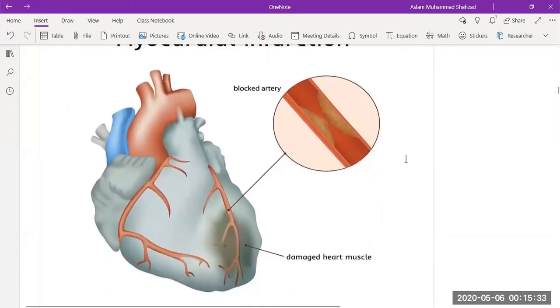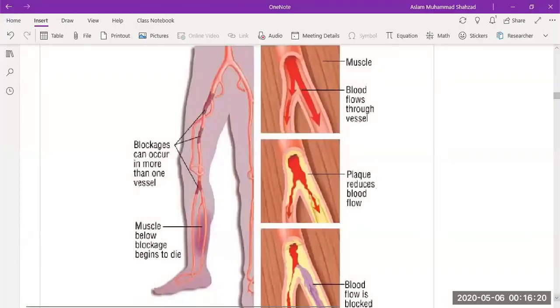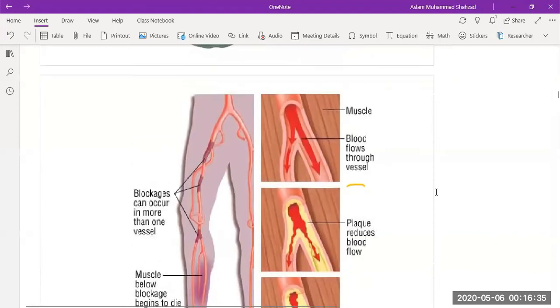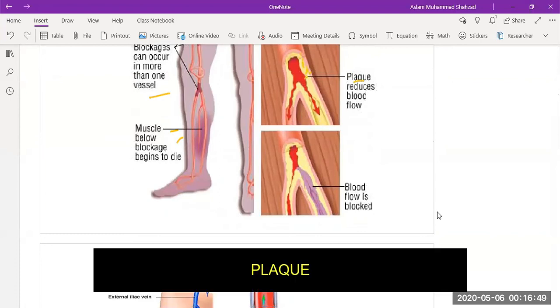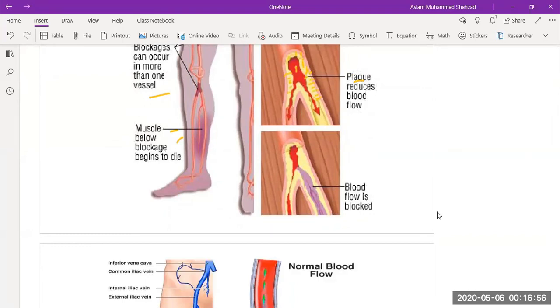This is a picture that if this thrombus blocks the arteries of the heart, it can damage the heart muscle, and it can lead to ischemia. If it travels to your blood vessels, it can go and block your arteries. You can see that it can block more than one vessel, and with the help of that, you can see this is the formation of plaque, and due to this the blood cannot flow inside and it can block the flow.